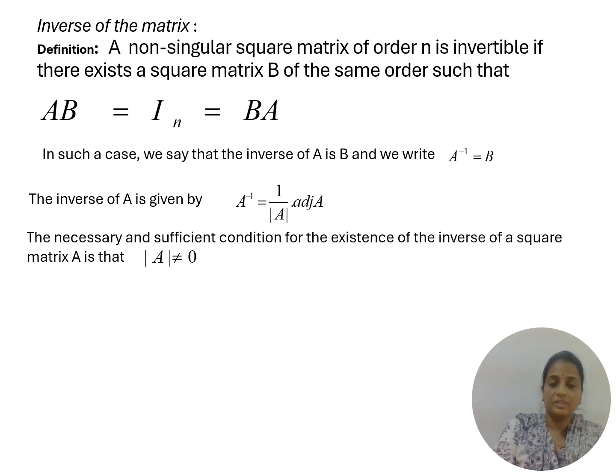And singular matrix means determinant A equal to 0 is a singular matrix. The inverse of A is given by A inverse is equal to adjoint A upon determinant A. Here adjoint means transpose of cofactor matrix is known as adjoint matrix, and the necessary and sufficient condition for the existence of the inverse of a square matrix A is that determinant A is not equal to 0. So necessary condition: determinant A is not equal to 0. If determinant A is equal to 0, then it is a singular matrix and we cannot find the inverse of this matrix.